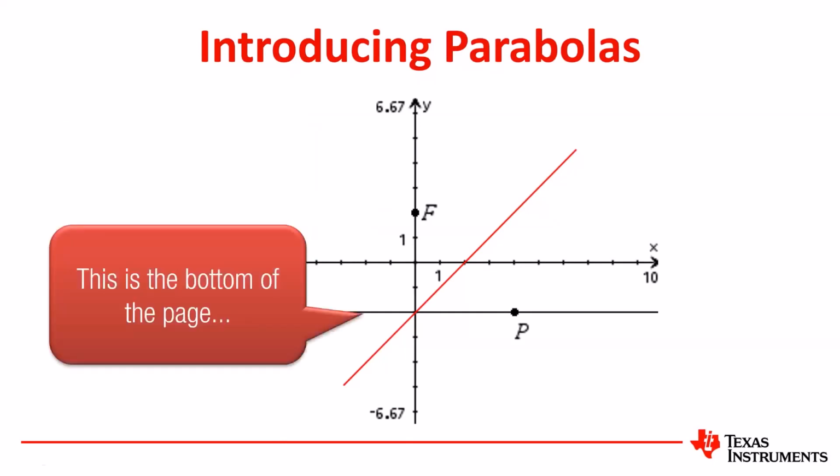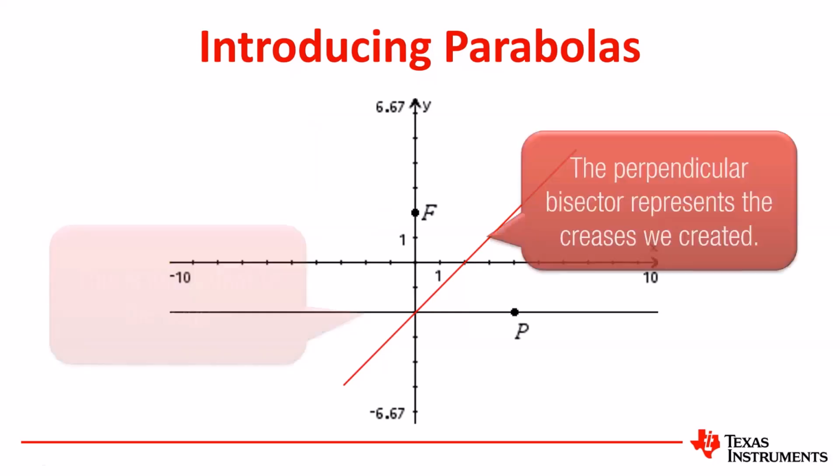That line there, commonly referred to as the directrix, is actually the bottom of our piece of paper. So that's how they relate. And that red line represents a bisector, or in other words, the crease that we created. It's a perpendicular bisector, and you'll see why that's a perpendicular bisector. When the students do the activity and the paper folding, there's a lot more than what we're covering here. They actually have to measure.